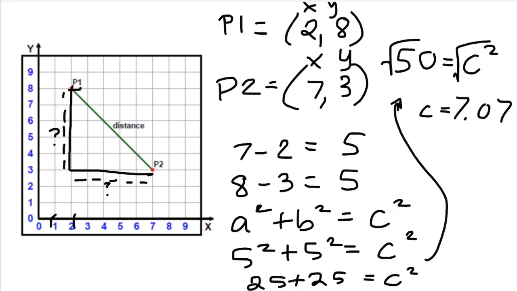7.07. Now, when I show you the actual formula for finding the distance between 2 points, it looks very different. But I'm going to show you how, even though it looks different, it really is the exact same formula.